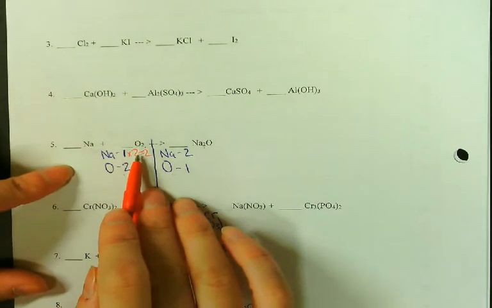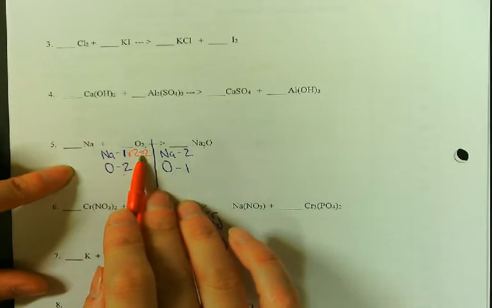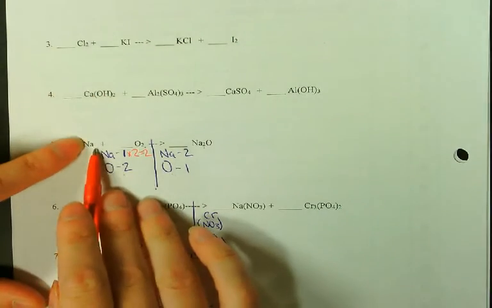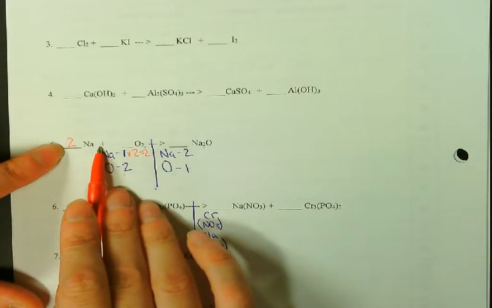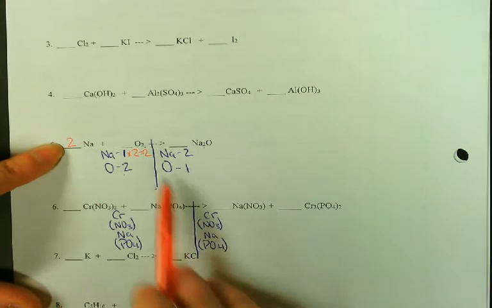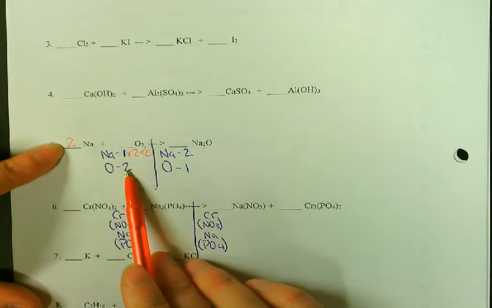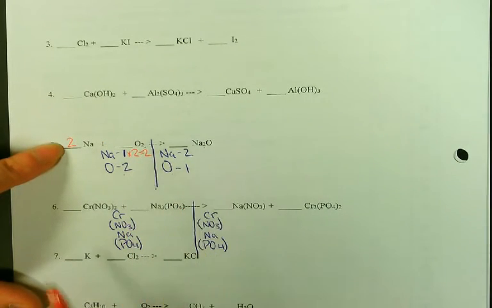Now a lot of students were just showing their work and then calling it done. In order to get this correct, you have to show the work up here, because now it's 1 sodium times 2, 2 sodium up top. Okay, so I have 2 sodium and 2 sodium. Those are balanced. Then down below I have 2 oxygen and 1 oxygen.